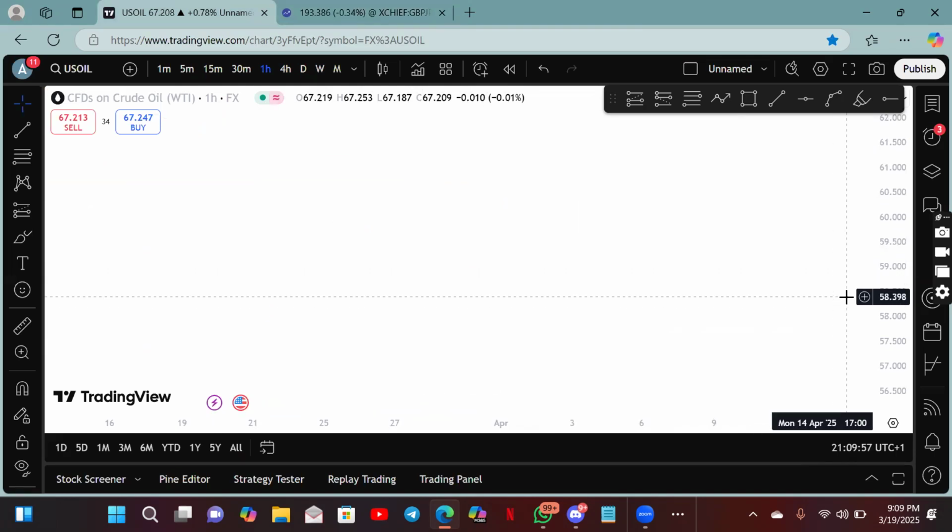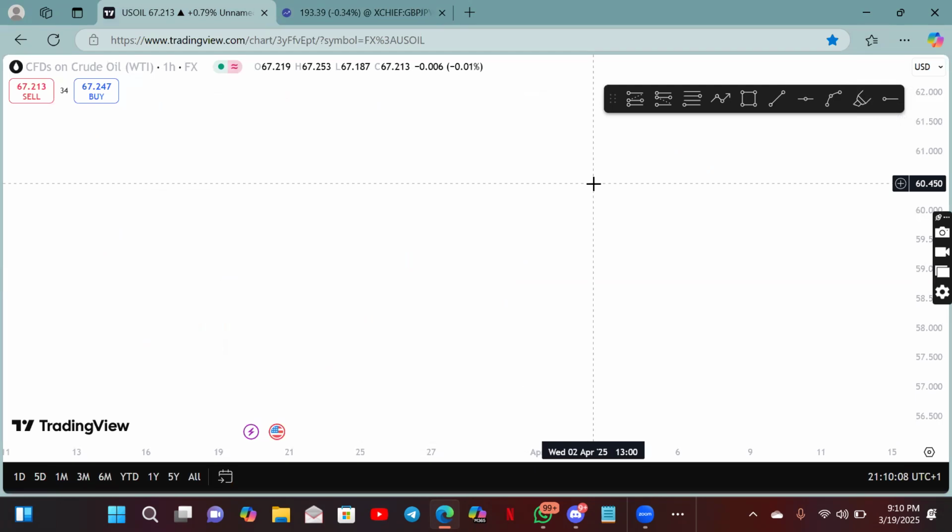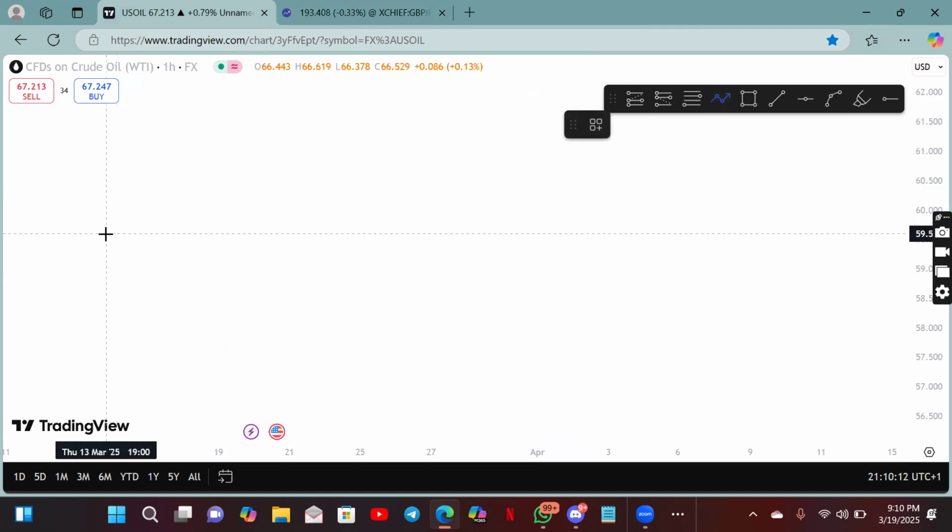So, is anyone confused? Do you know the breaker block? Okay, the breaker block strategy, you don't know it. Yeah, I dropped it on the group the other day. I told you it's something like this.